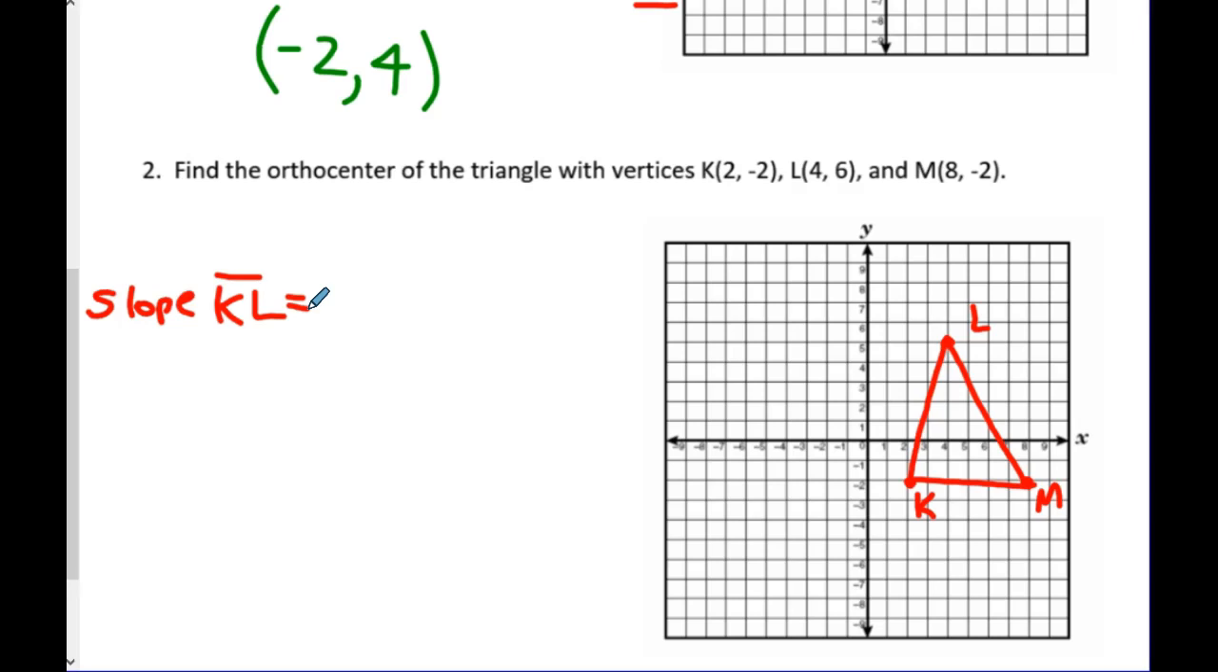You know what? This is supposed to be up here. Oh my gosh.